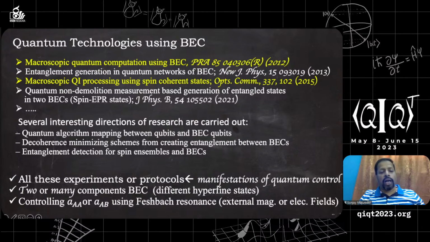The directions motivated from this paper are, you can see, quantum algorithm mapping between QIQT and dBEC qubits. Decoherence minimization schemes can be obtained from creating entanglement using the different components of the dBECs. Even there is one variant of the dBEC which has a spinor signature, which is very useful for this entanglement. All these experiments or protocols which have been proposed, and there are some experiments too, manifest that quantum control is the main driving force to achieve this kind of technologies. Unless you have this quantum control, you can't have different protocols formulated.